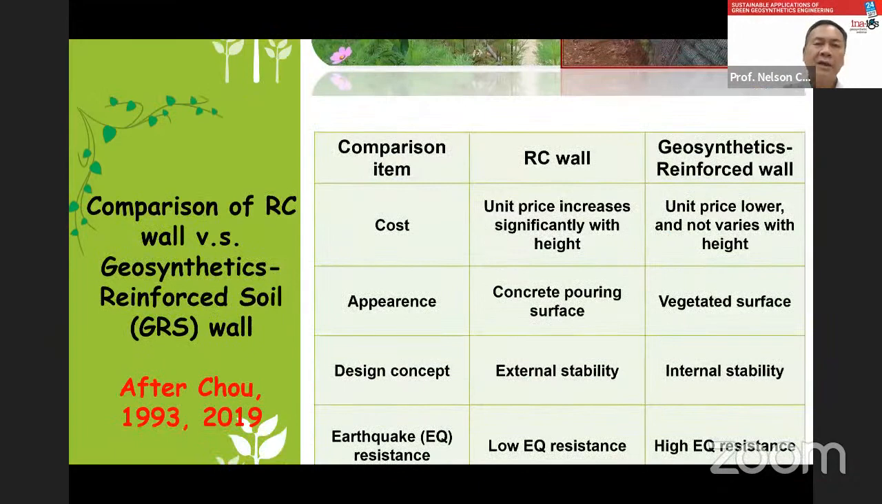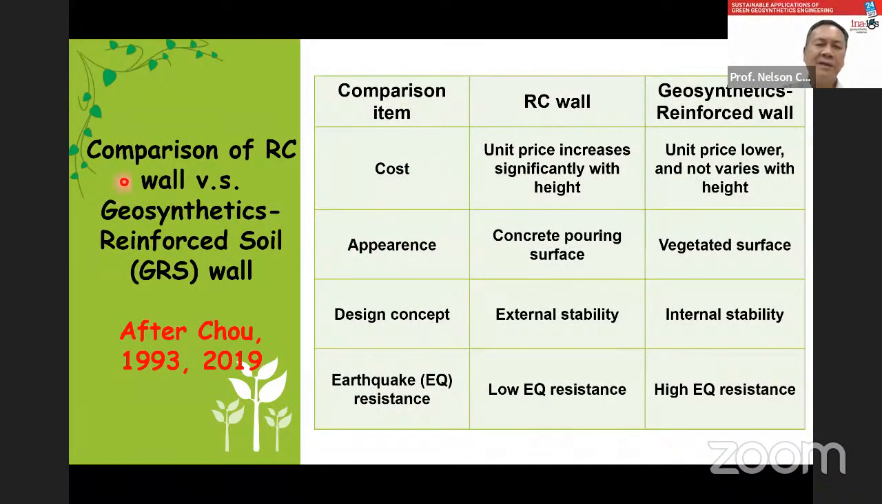Okay, I do some comparison between the RC wall versus the geosynthetic reinforced wall, GRS wall. Comparison items include cost. For the RC wall, the unit price increases significantly with height. However, for the geosynthetic reinforced wall, the unit price is usually lower and does not vary with height. Appearance: the RC wall's concrete surface doesn't look right to me. But the geosynthetic reinforced wall, especially the geogrid wall, has a vegetated surface.